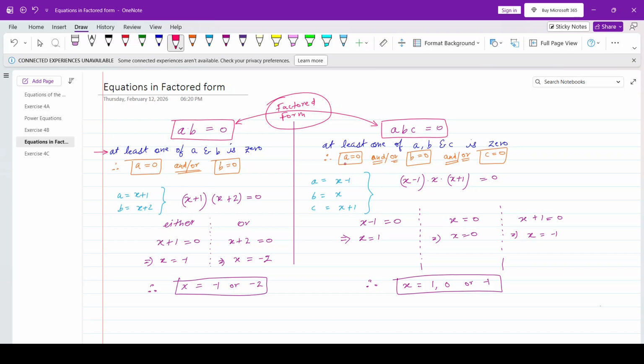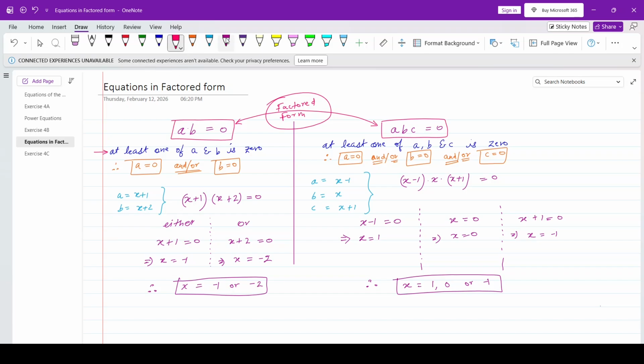Similarly, here we can say A is equal to 0 and/or B is equal to 0 and/or C is equal to 0. So all can also be 0, but at least one of them is 0. That's why we are getting 0 as the multiplication of all three numbers.